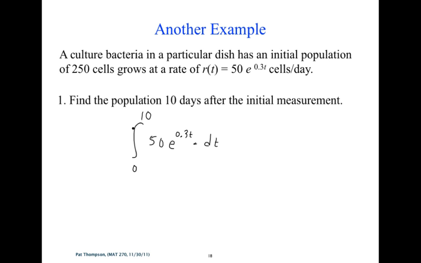And will that give us the population 10 days after the initial measurement? Yeah, what does this give us? So how would we interpret this? The change, right? The total change in population from 0 to 10. That's what that would mean. So if we want the population, then we're going to add 250.